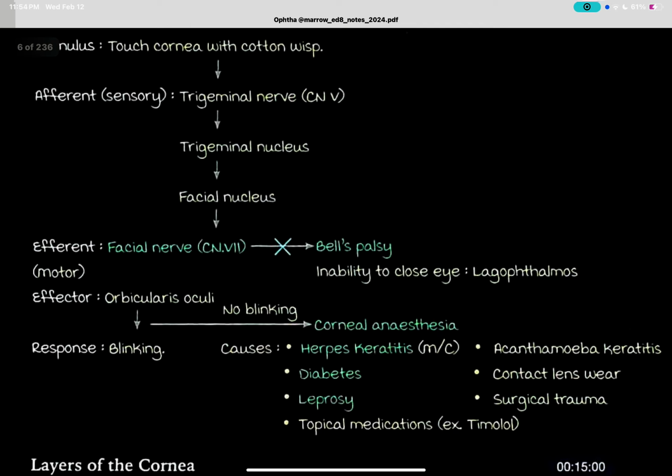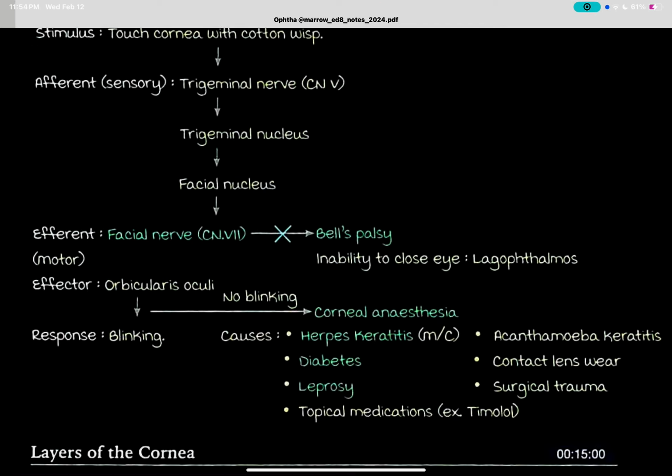If the efferent pathway, the motor pathway, is not working, then there is no blinking, as in Bell's palsy. Inability to close the eye is called lagophthalmos. Effector muscle is orbicularis oculi, which closes the eyelid. Response of orbicularis oculi is blinking.